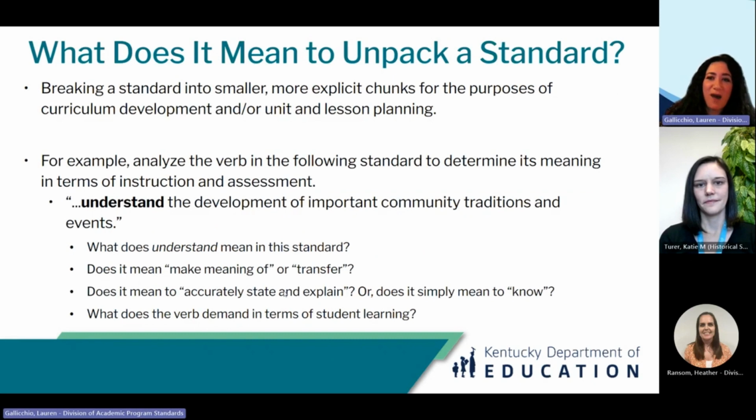What does it mean to unpack a standard? All unpacking a standard means is to really look at the components of a standard to understand what students should be able to know, understand, and do. If you look at that first bullet, it's all about breaking the standard into smaller, more explicit chunks for the purposes of curriculum development and/or unit and lesson planning.